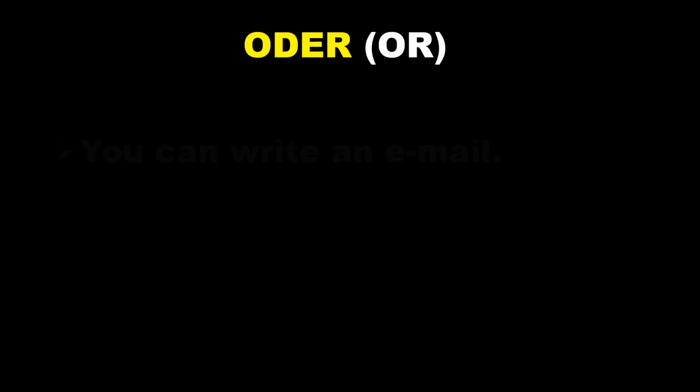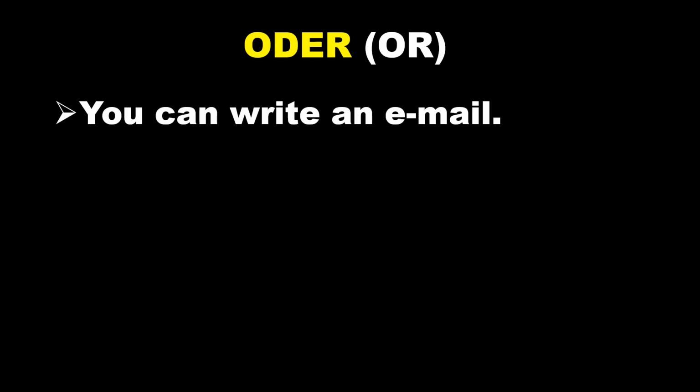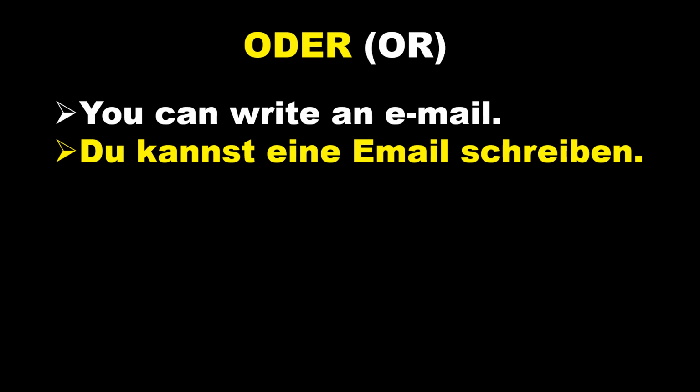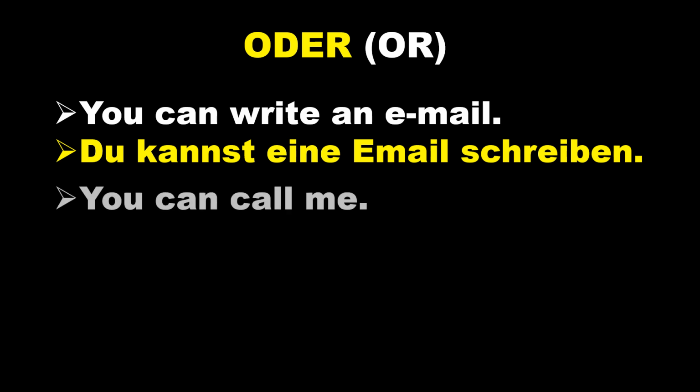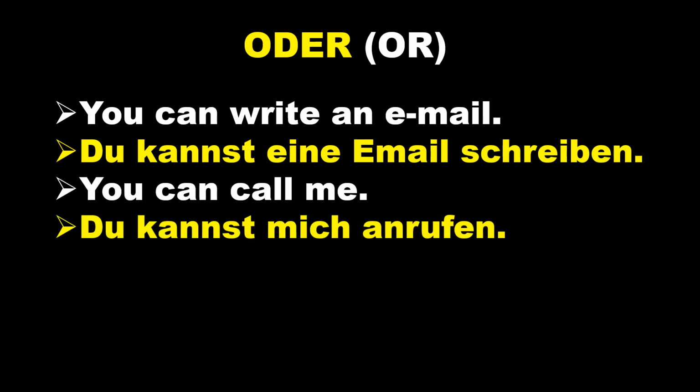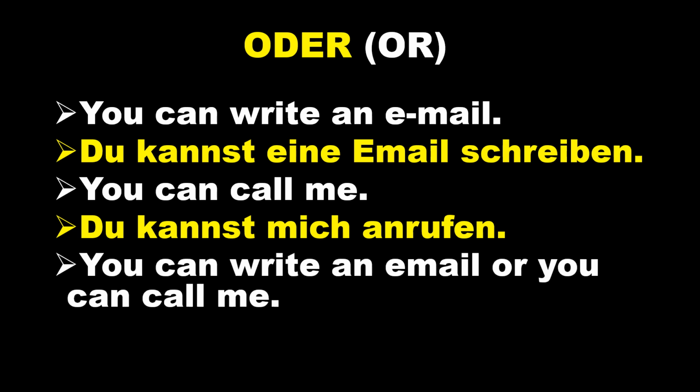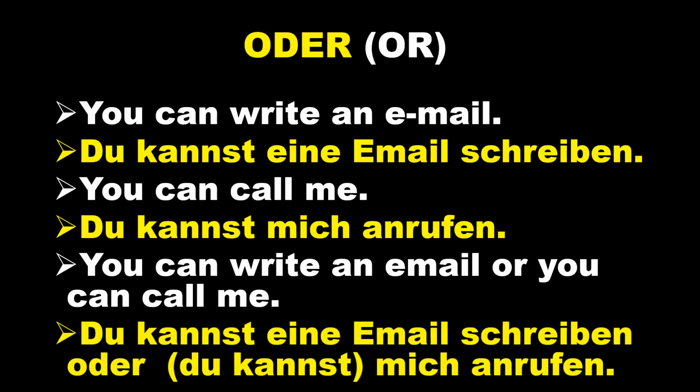Oder, which means or. Let's take this example. You can write an email: Du kannst eine E-Mail schreiben. You can call me: Du kannst mich anrufen. So here we have two sentences. Now let's join them. You can write an email or you can call me: Du kannst eine E-Mail schreiben oder mich anrufen. Or: Du kannst eine E-Mail schreiben oder du kannst mich anrufen. Here again du kannst is understood, which is not written here. And oder we also consider a null position. The verb will come at the second position. So that is how we join two sentences using oder. Let's go ahead.